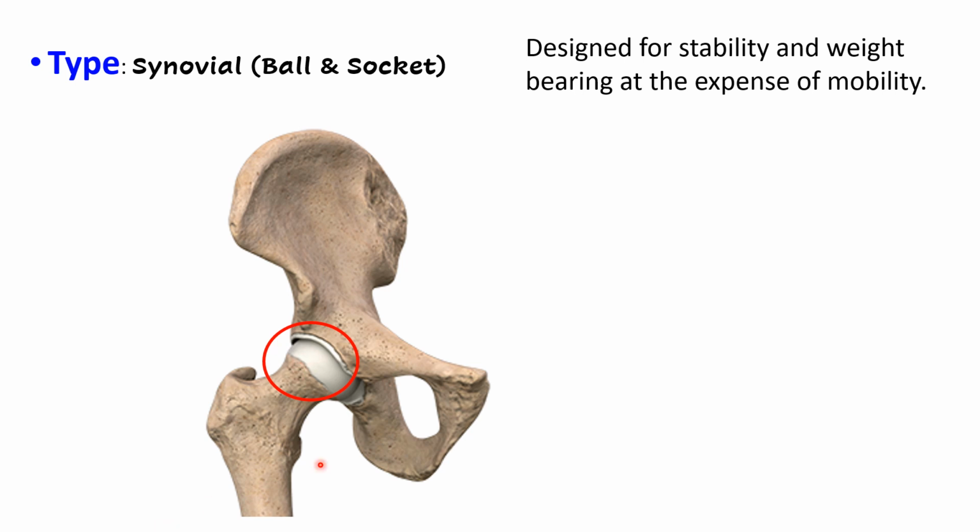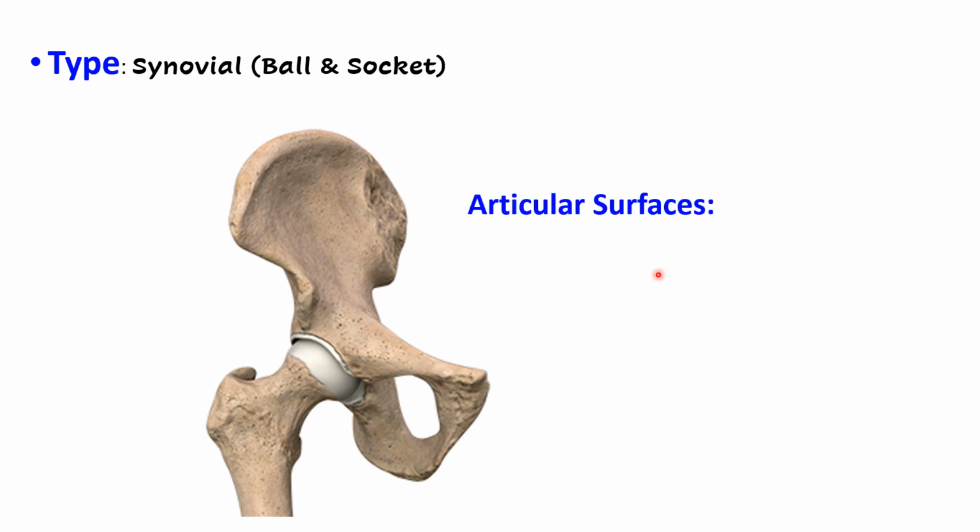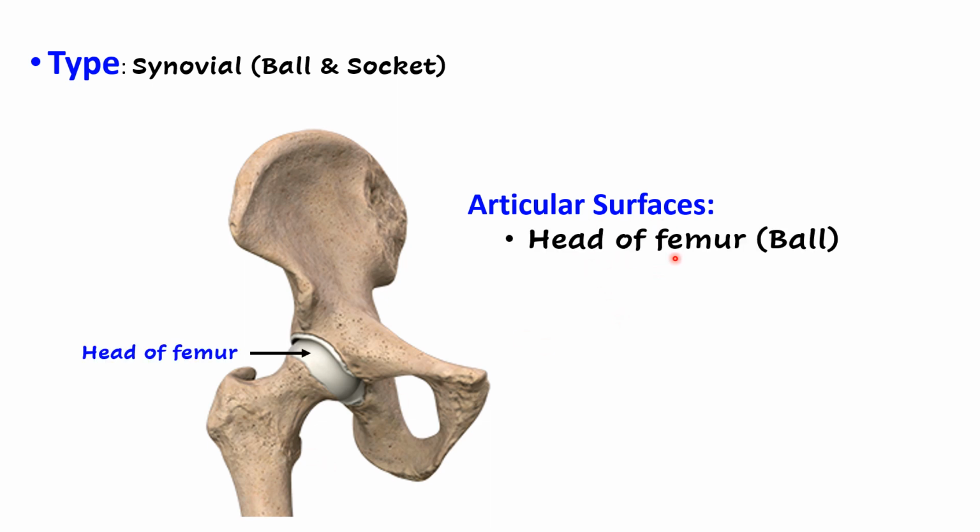Now let us look at the articular surfaces of this joint here. So we see here the articular surfaces. First is the head of the femur. So you can see here, this is the head of the femur, and during lifetime it is covered by hyaline cartilage or articular cartilage, and this forms the ball of the ball and socket joint.